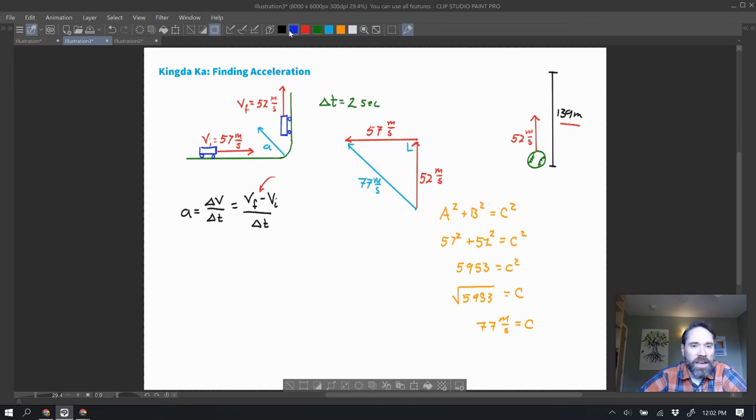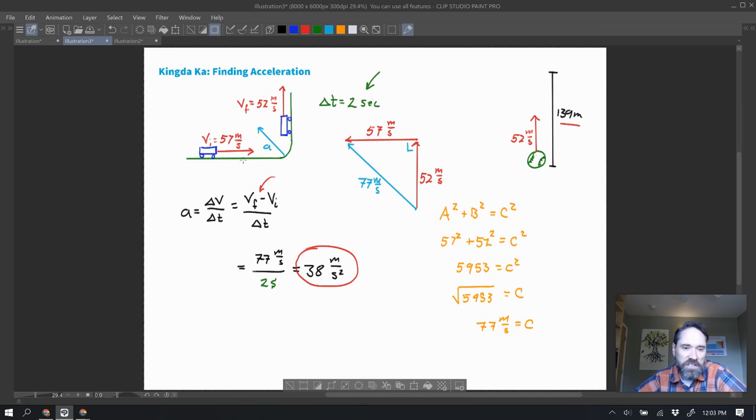Down here, I'm going to solve this by taking this 77, which is my change in velocity in meters per second, and dividing it by my amount of time, which is 2 seconds. That gives me a final answer of 77 divided by 2, which is 38. This is 38 meters per second squared. So this is my final answer as to the amount of acceleration felt in this transition from going straight out to straight up.